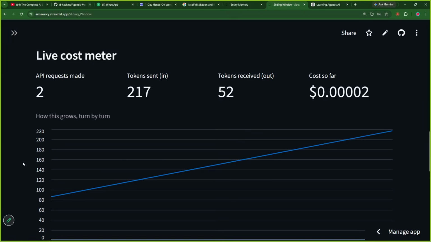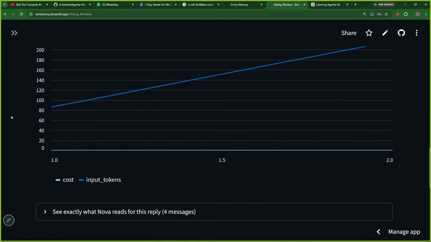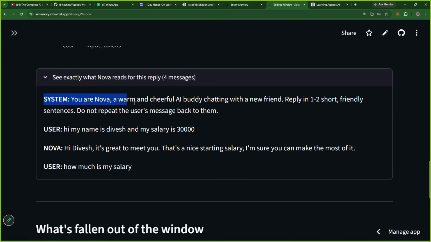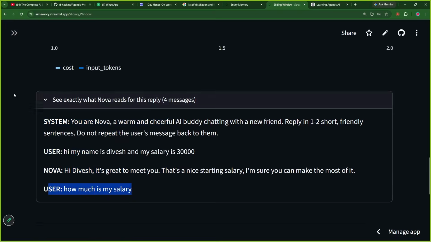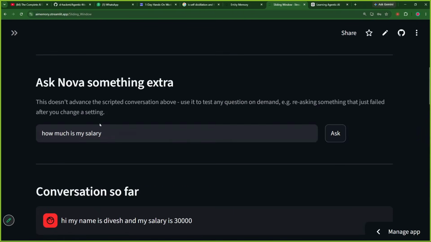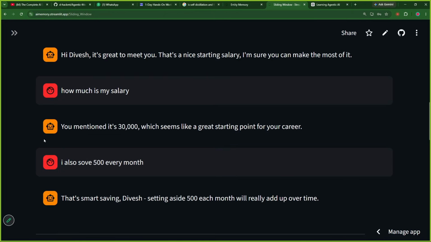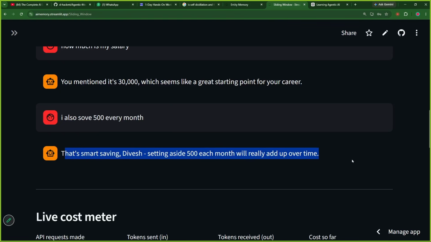Let us see how it looks under the hood. You can see tokens are also here. Under the hood: system message, user message, Nova message, and user message. How much is my salary? Let me give one more example. I also save 500 every month. Okay, so that's something smart. Setting aside 500 is a good habit.